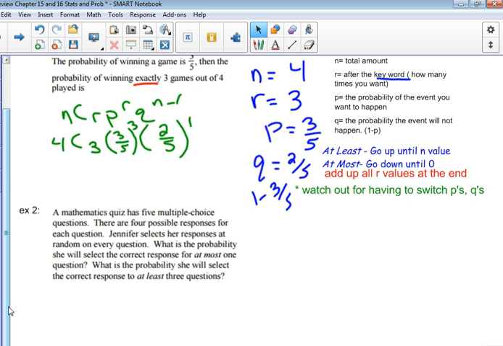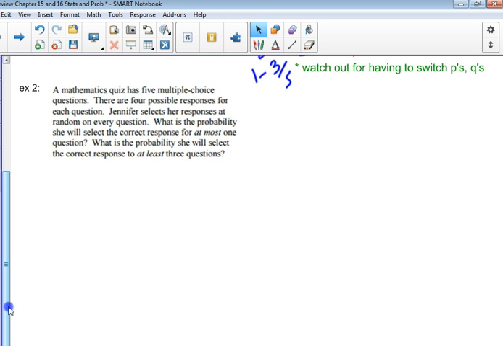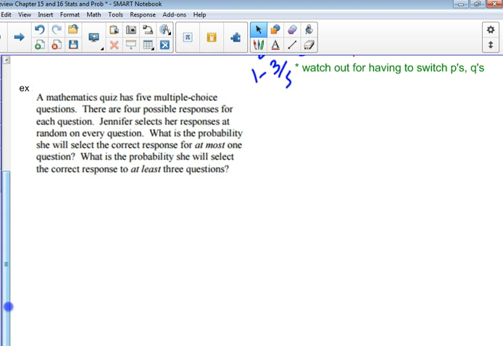All right, now this next one is broken up into 2 sections. As long as you can read it through, and they like these types lately too, dealing with multiple choice questions. I know I gave you a lot of these when we did this chapter. At most, we go down. At least, we go up. There are 2 parts, so I'll just read those 2 parts.